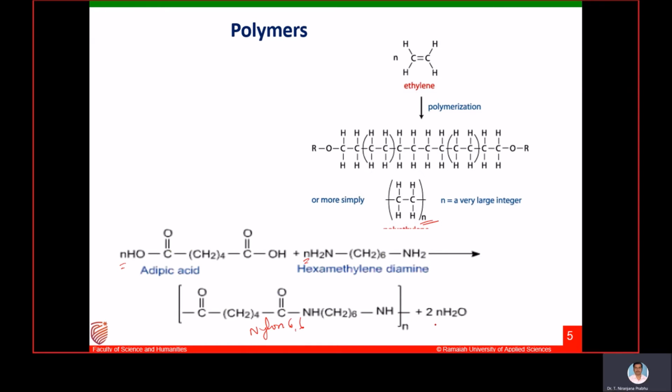Now, what is the byproduct in this? In the first case, what I showed here, there is no byproduct. But when two different monomers are involved, OH from here and H from here combine, and we get water as a byproduct. There are some other monomers which, while reacting, produce ammonia, water, or HCl, depending on the type of monomers. So I have shown two types of polymers.